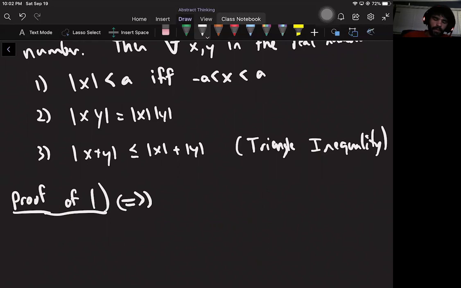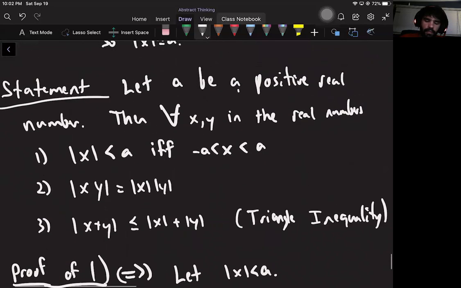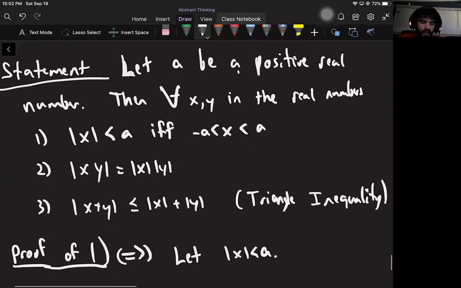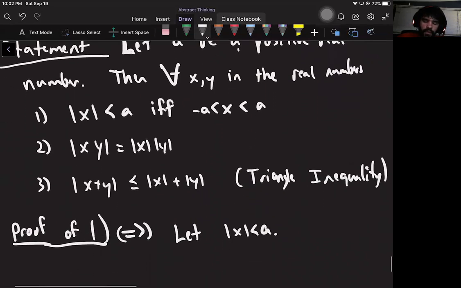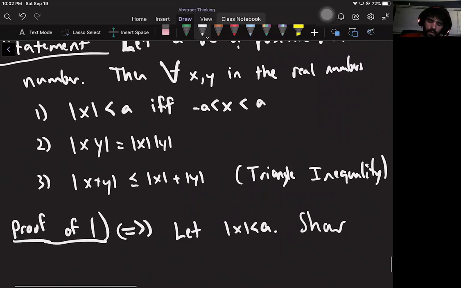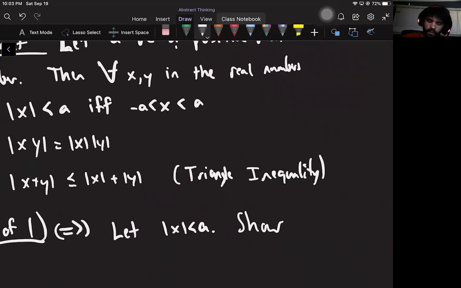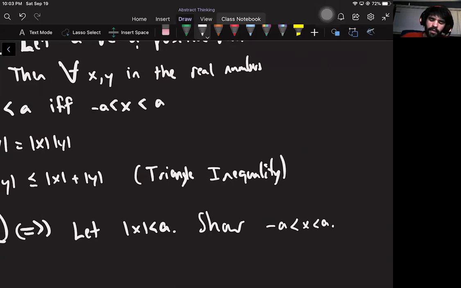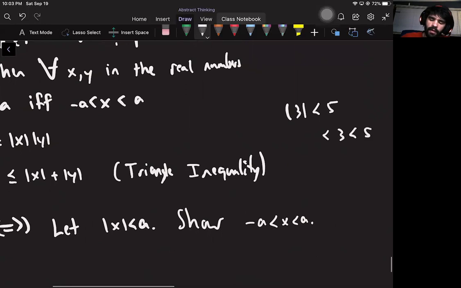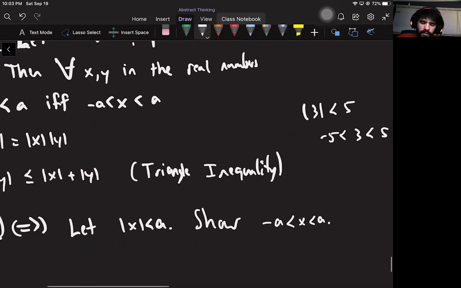What am I assuming? I'm assuming that the absolute value of x is less than a. And of course, these assumptions are supposed to be the statements. So a is still a positive real number, x and y are just real numbers. Okay, so I want to show that the second part holds. I want to show that x is trapped between a and negative a. So you can think about little mini examples real quick. For example, the absolute value of 3 being less than 5 is telling you that 3 is between 5 and negative 5. Okay, but of course examples aren't proofs.